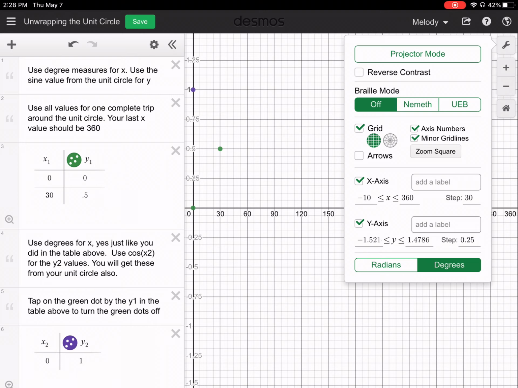The y-axis, we're doing our sine wave. The y-axis on the unit circle never goes below -1 and never goes above +1. So I just picked numbers a little bit lower than -1 and a little bit higher than +1, and I picked 1/4 for our tick marks along the y-axis. So that's how that's set up.